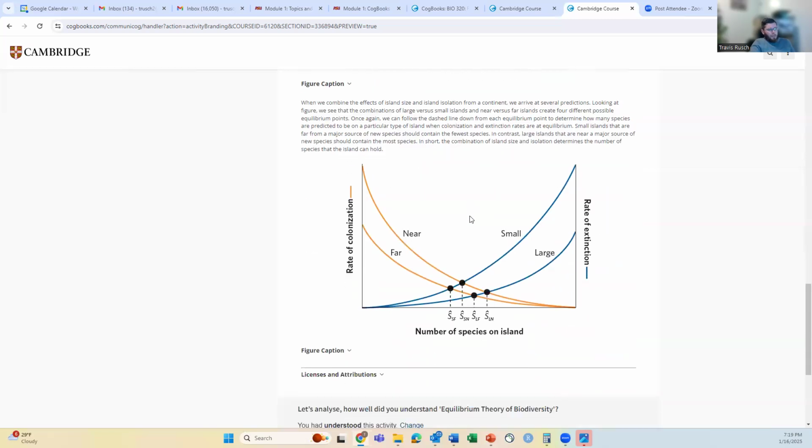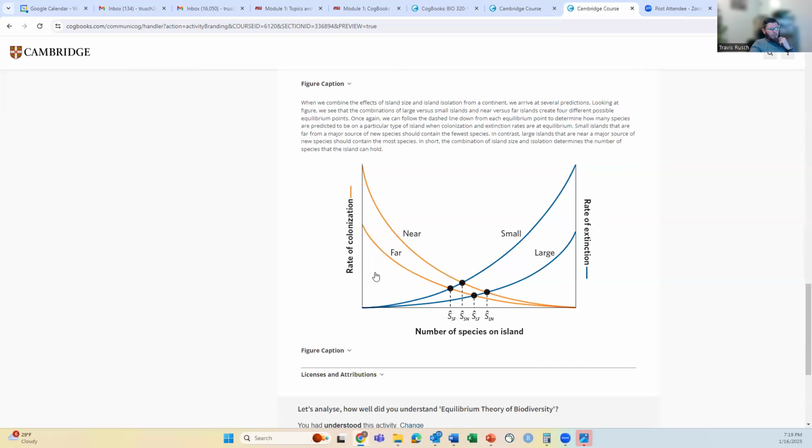And then in here, they kind of put it all together, right? So we have four possible points of equilibrium in this scenario. If it's small and far, that's going to have the smallest number of species that it can support. If it's large and near, that's going to have the greatest number of species that it's going to be able to support. And then you have your small and near and your large and far intermediates.